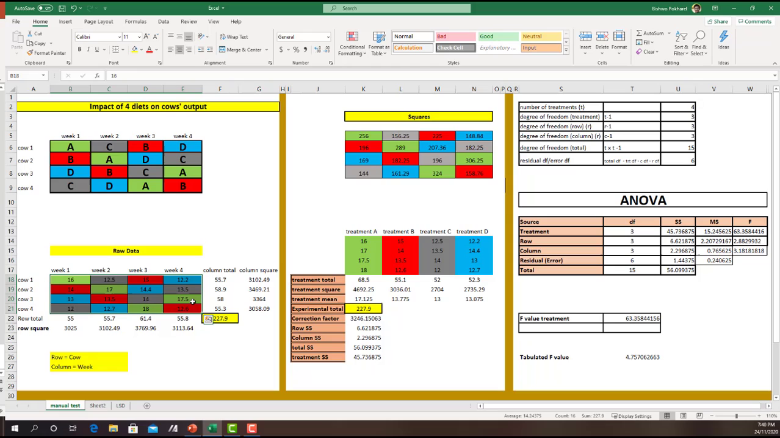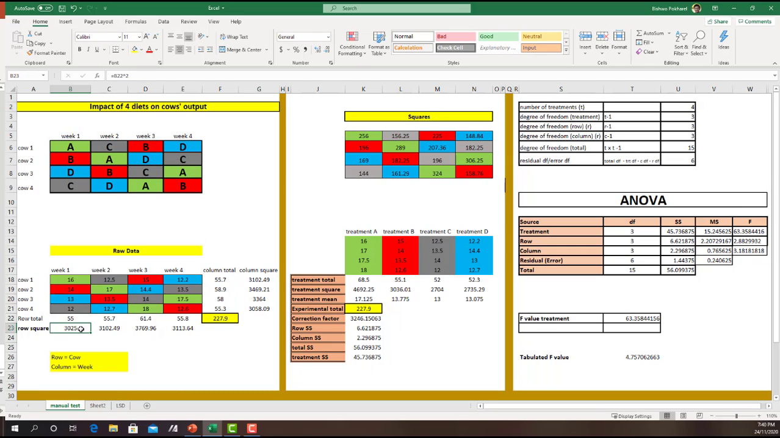That output could be anything, for example milk yield or milk protein or anything. And that is our row total, which is basically the sum of week 1, that is the sum of week 2 if you click here, and then that is the sum of week 3 if you click here, and then that is the sum of week 4, and then that is the column total. So if you click, that is cow 1 total, that is cow 2 total, that is cow 3 total, and then that is cow 4 total.